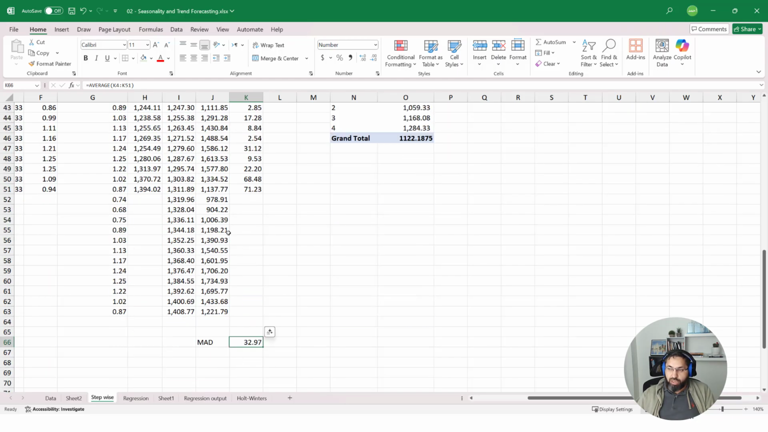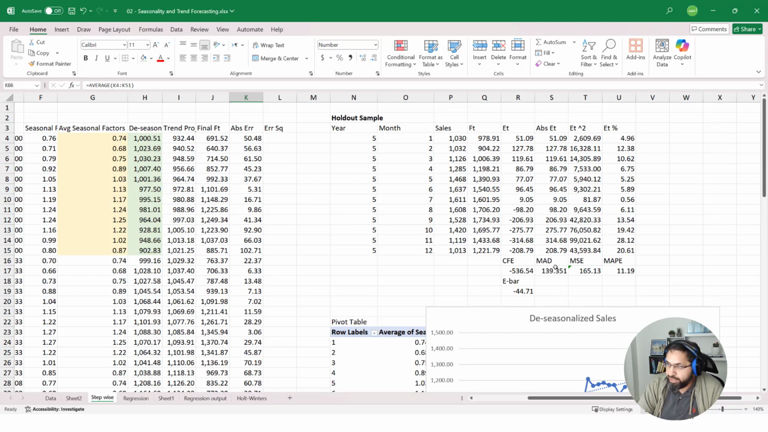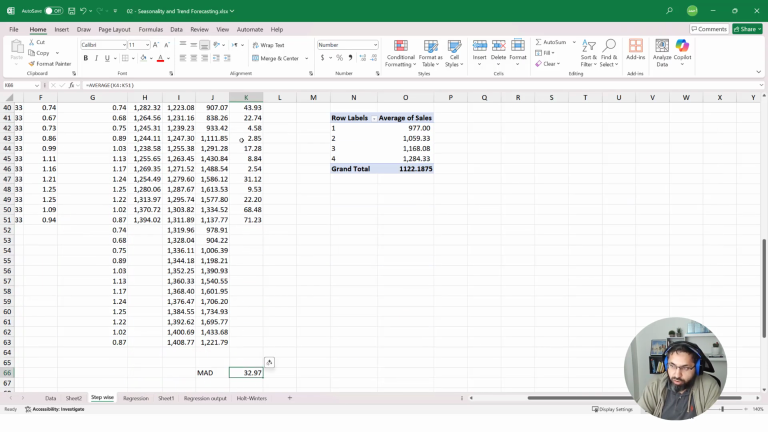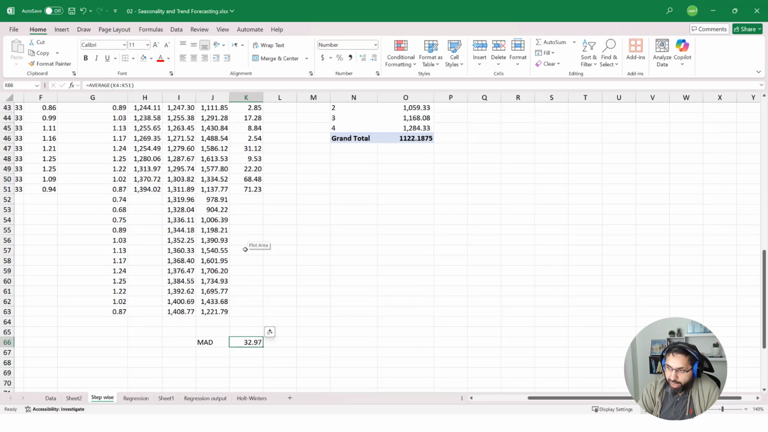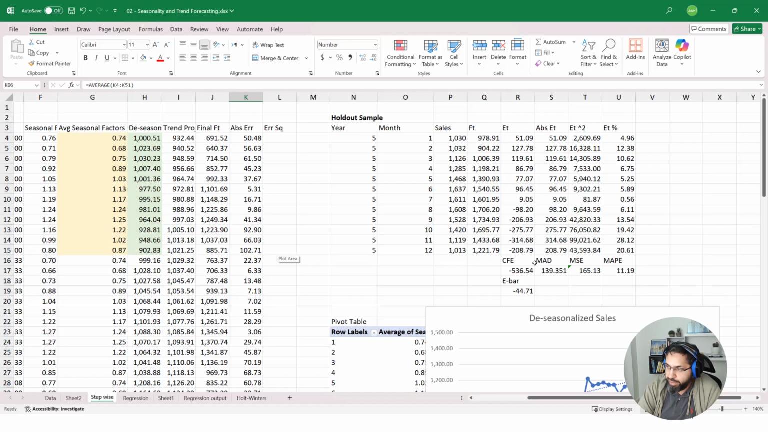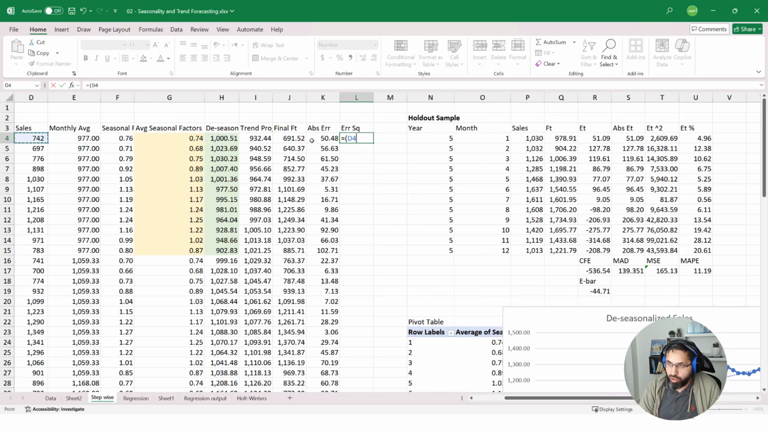This is the benefit of doing the holdout sample, because I know that when I actually use this model, I should expect an MAD closer to this holdout sample and not such a small MAD, because I'm fitting to the training data, and so the model is not going to work as well on new data as it worked on the training data.